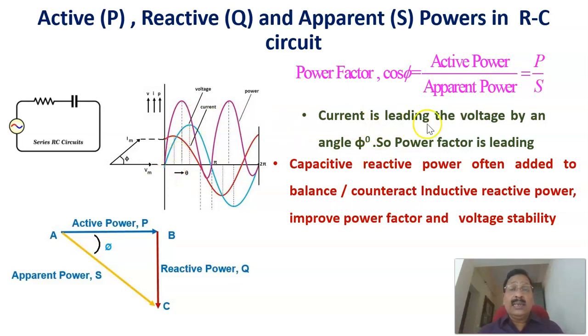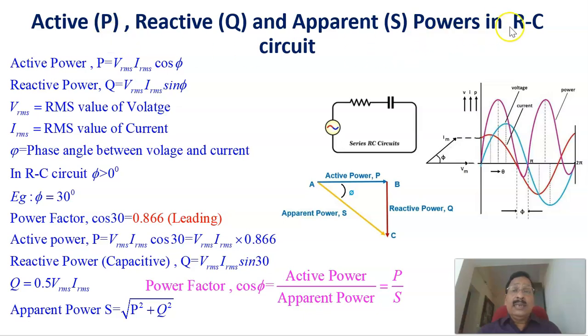For a capacitive circuit, current is leading the voltage by an angle phi. So the power factor is leading in the RC circuit. Therefore, the capacitive reactive power often adds to or balances, that is, counteracts the inductive reactive power, improves the power factor, and voltage stability can be enhanced. By adding the capacitor, it can supply the reactive power required by the inductor. That is one application of the capacitor. Again, the equation is the same: active power divided by the apparent power, but the direction is now reversed. This is the reactive power, this is the active power, and this is the apparent power. P divided by S is equal to cos phi.